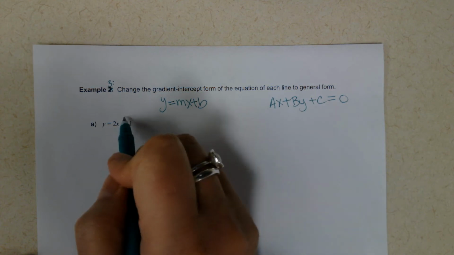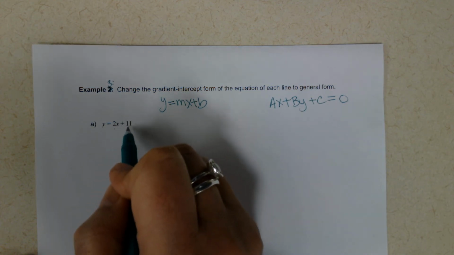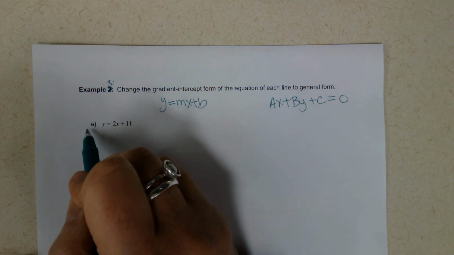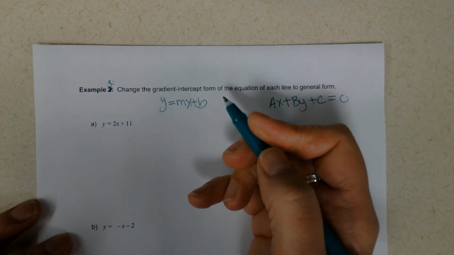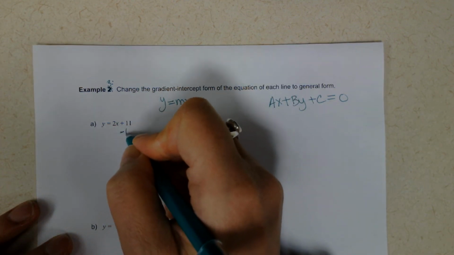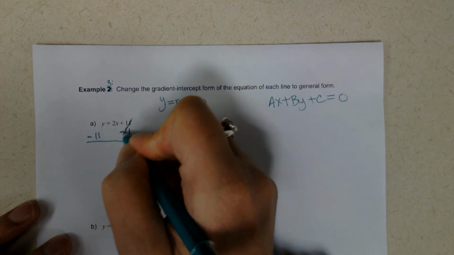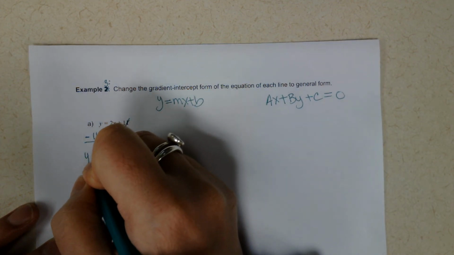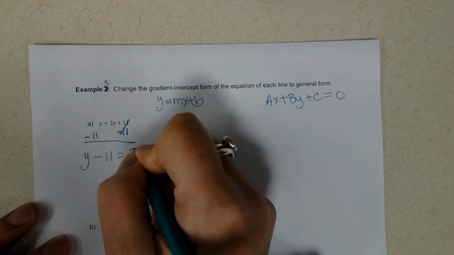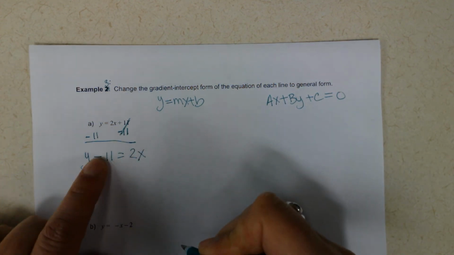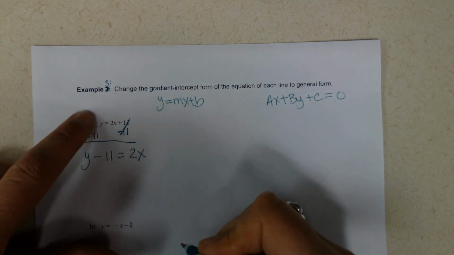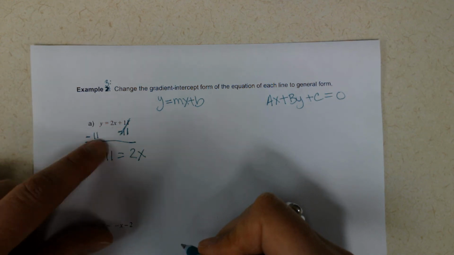So that means I have to take everything from this side of the equation and bring it over to the other side. So let's first start with our constant, this -11. This is positive, so I'm going to subtract it both sides. So now I'm at y minus 11 equals 2x. Be careful, you can't combine these. You just write it like you see it, y minus 11.